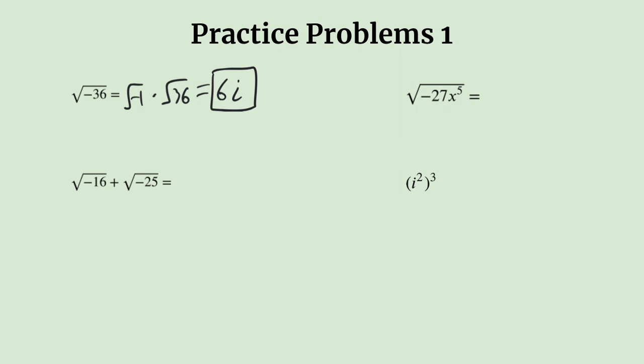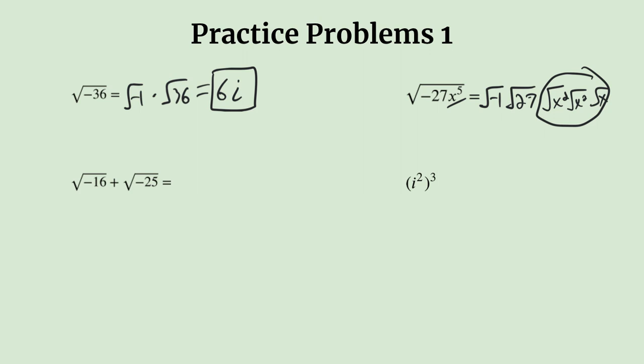This one could be a little tricky. So remember, I'm going to break this up into all of our perfect squares. So we've got square root of -1 times square root, well, 27 is not a perfect square, times x squared times x squared times x. This would be our x to the 5th. So I just rewrote that as x squared times x squared times x.